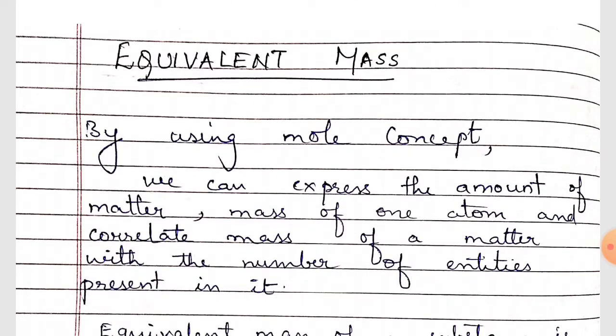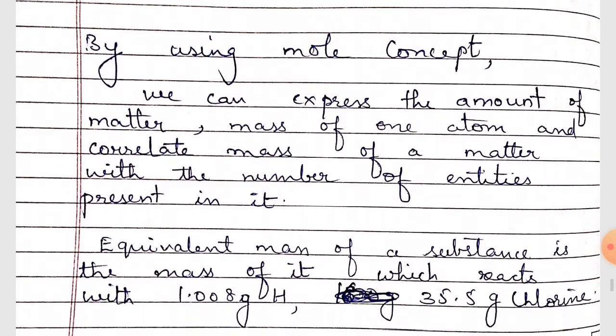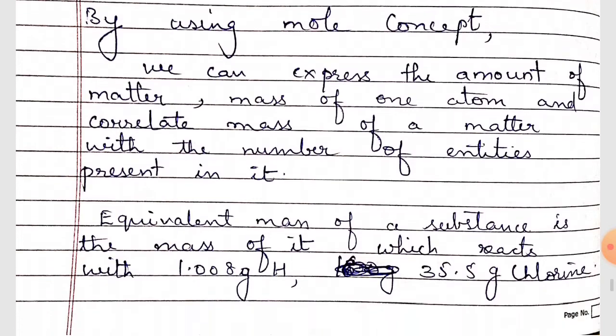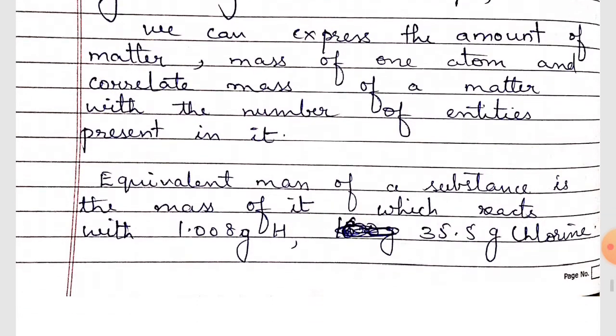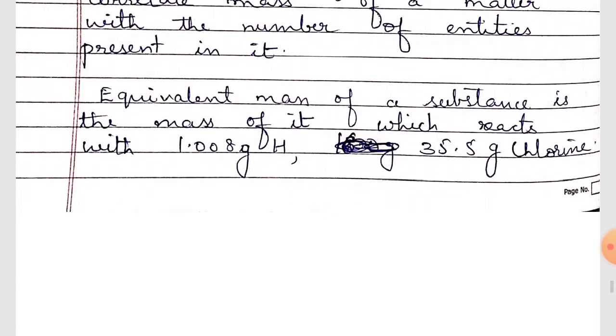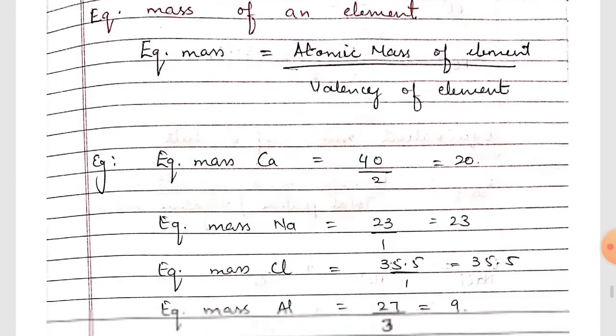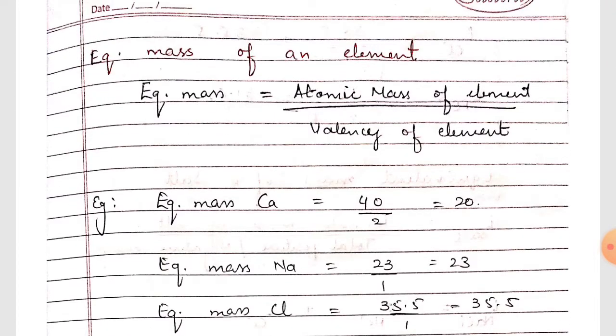So equivalent mass we can find using the mole concept. We can express the amount of matter, that is the mass of one atom, and correlate the mass of matter with the number of entities present in it. The equivalent mass of a substance is the mass of it which reacts with 1.008 gram of hydrogen or 35.5 gram of chlorine, and the equivalent mass of an element is equal to atomic mass of the element upon the valency of the element.